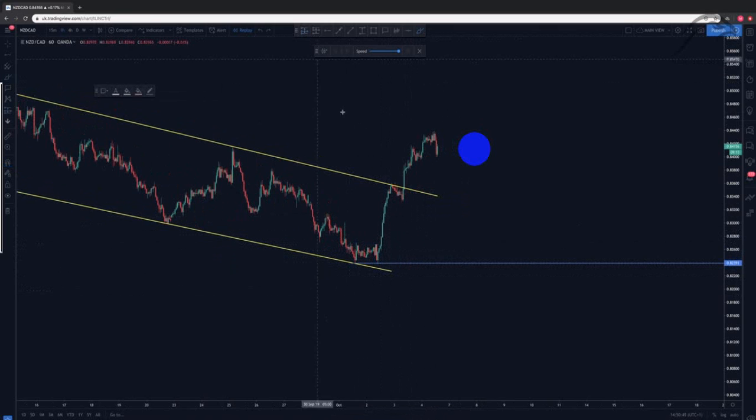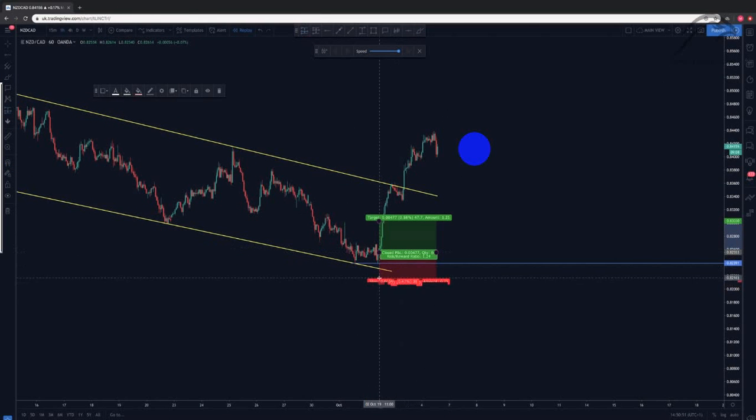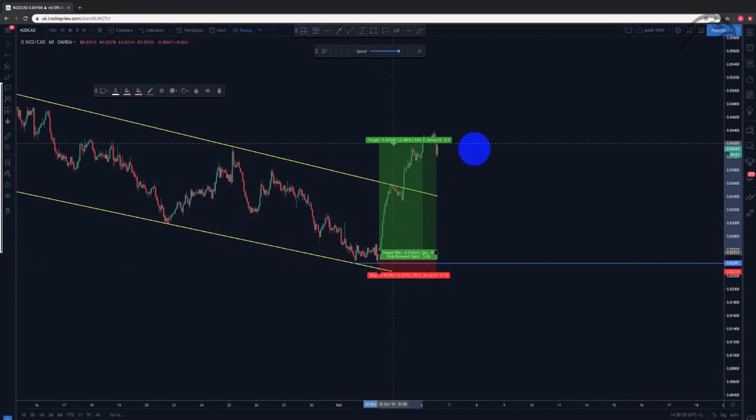Let's say, for example, you took it firstly below there. So you'd have your stop there for about 30 pips would be fine. You could maybe get away with a little bit tighter. And then you'd be looking to the upside.